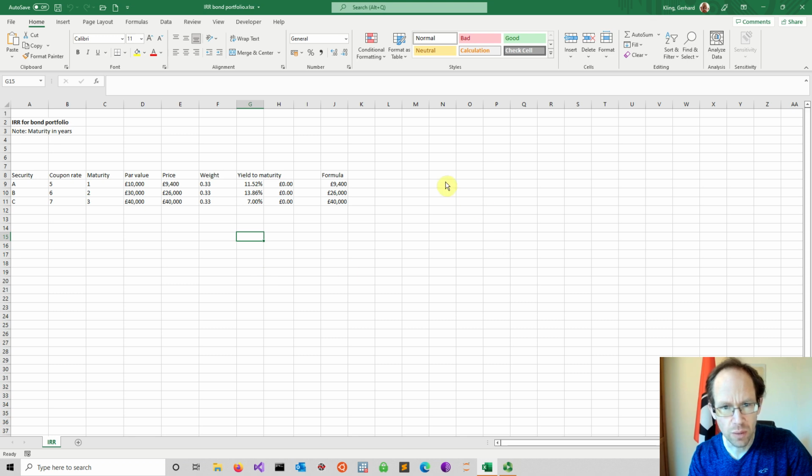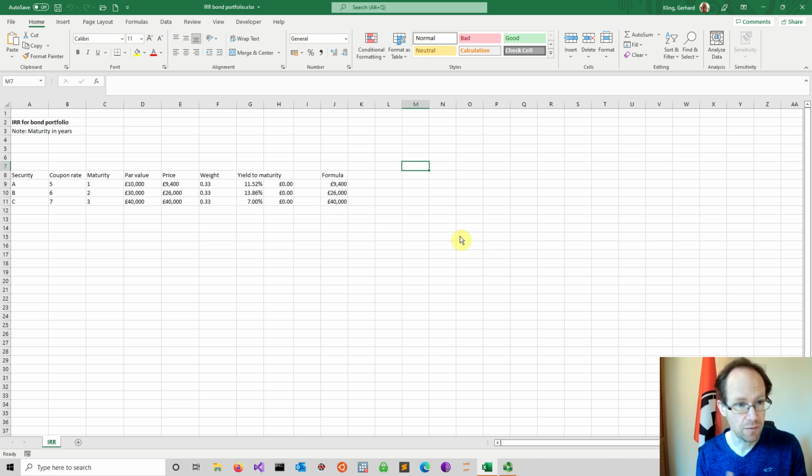We already spoke about the yield to maturity, and we also derived a formula for annuities, which we use in this example as well. So the idea is the following.